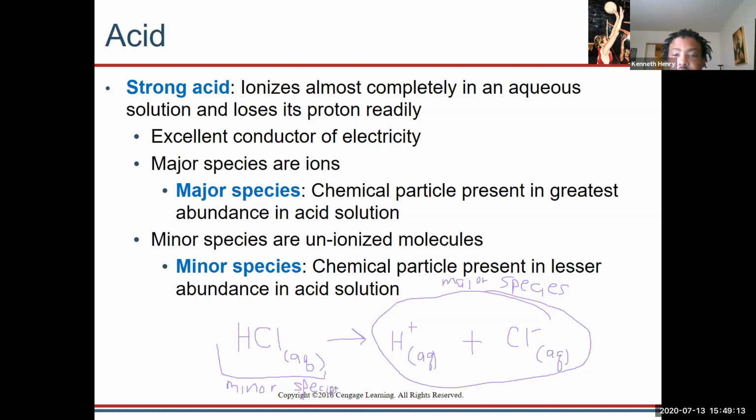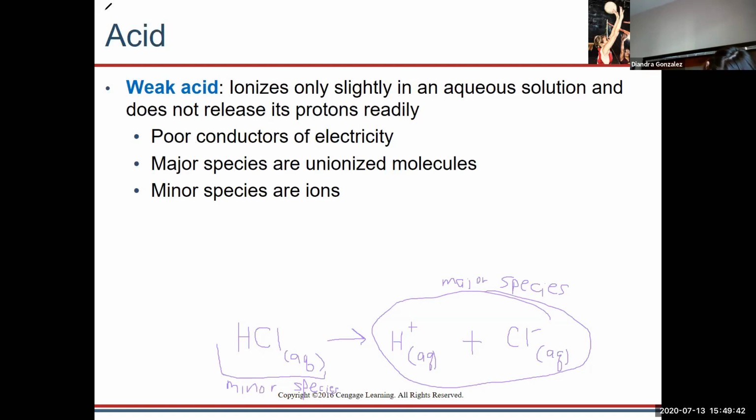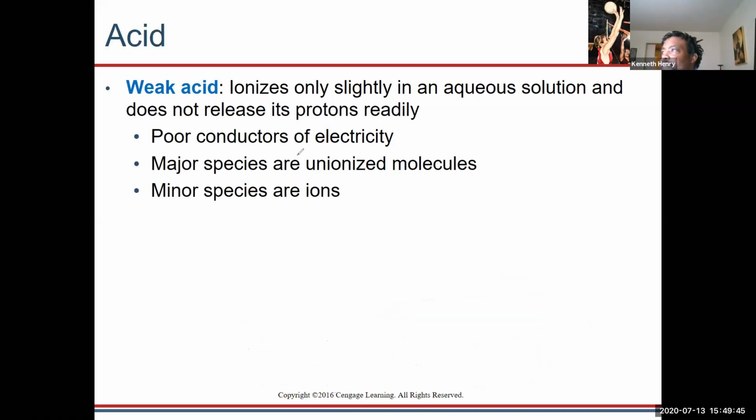So what do you think is going to happen in the case of a weak acid? It wouldn't release protons? That's right. It's not going to separate, or it's going to separate very little, right? It would be a poor conductor? That's correct. So weak acids are going to act just the opposite. So hydrogen fluoride, or hydrofluoric acid, sorry. Hydrofluoric acid is a weak acid.